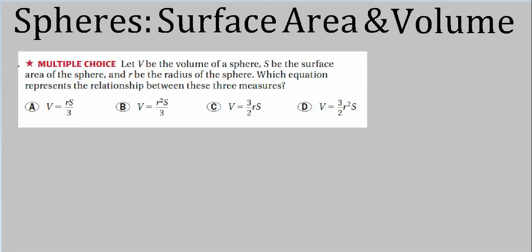Now here they'd like us to show, demonstrate, find the relationship between surface and volume and radius. And let's take a look at the two equations and see if anything jumps out at us. We get 4 pi r squared. That's the surface area of the sphere.